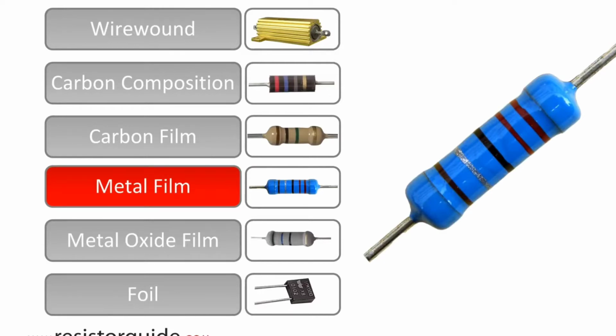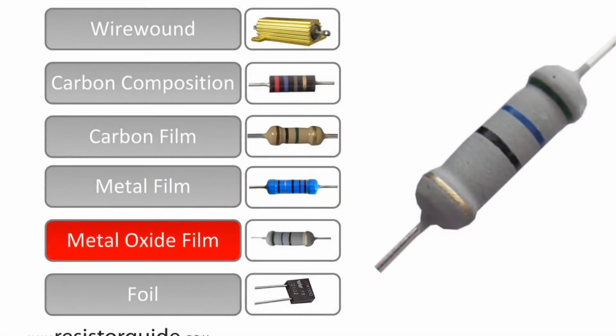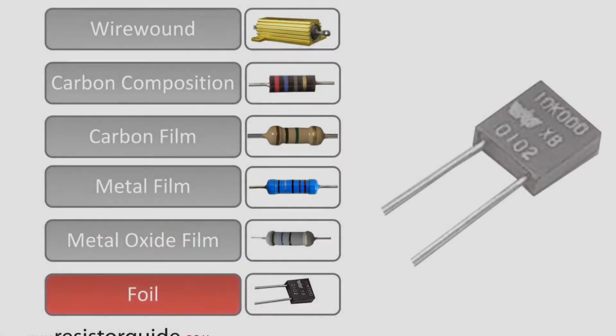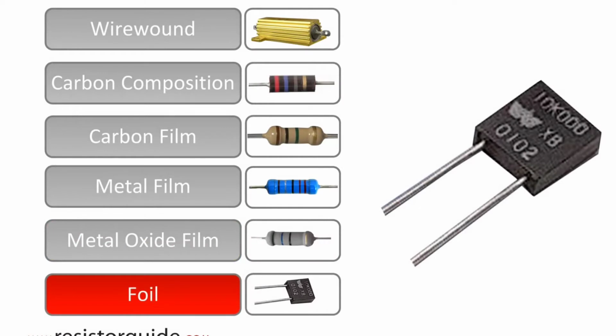They have a better accuracy, a lower temperature coefficient, and a fairly good stability. Metal oxide film resistors are even more durable and have a higher temperature resistance and reliability than the metal film resistors. Foil resistors have a resistive element of a thin metallic foil of several micrometers thick. They have the highest available precision and stability today.